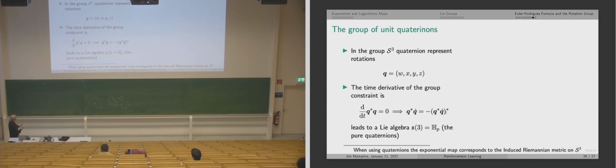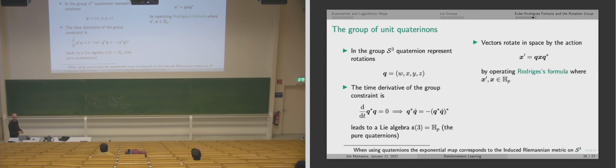We can do the same thing, differentiating the group constraint and identifying the Lie algebra. The Lie algebra is only the pure quaternions, meaning the quaternions that have 0 for the real part, so for this part here. And that's how you write the pure quaternion space or groups. And there's an action that rotates vectors, where vectors are defined as pure quaternions. And this action is written like this.